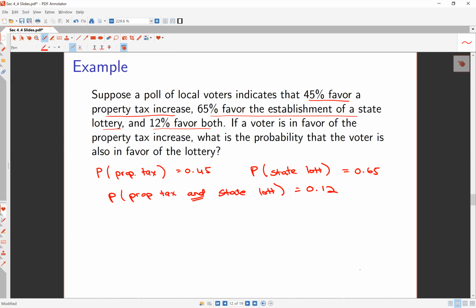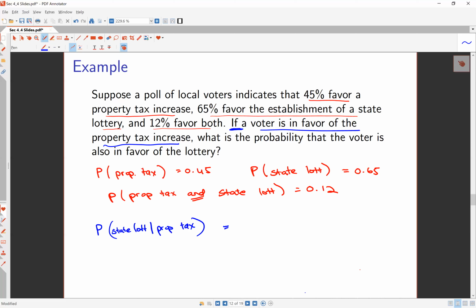And the probability that they are in favor of both, so property tax increase and state lottery, is 0.12. Now we're being asked if a voter is in favor of a property tax increase. That word if, that's the key that we're conditioning. Whatever probability we're calculating, we are conditioning on someone favoring a property tax increase. If we know they favor a property tax increase, what is the probability that they also favor a state lottery? So what's the probability that they favor a state lottery given that they favor a property tax increase?